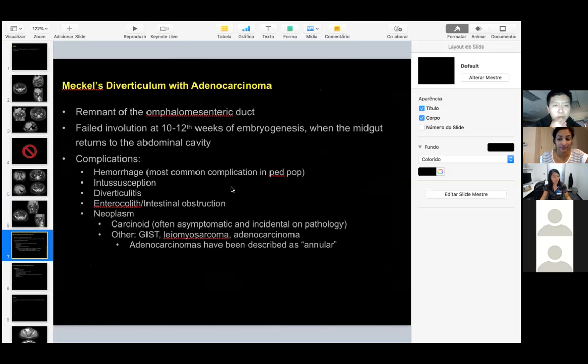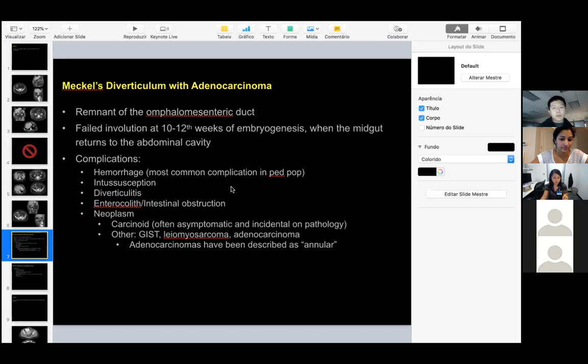So quick word on Meckel's diverticulum. As you know, it's a remnant of the omphalomesenteric duct, because of failed involution at 10 to 12 weeks of embryogenesis, when the midgut is supposed to return into the abdominal cavity. So common complications, mainly in the pediatric population, are hemorrhage, intussusception, diverticulitis, and enterocolitis, which can actually, when it's large enough, cause intestinal obstruction.